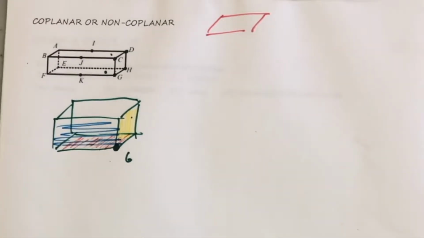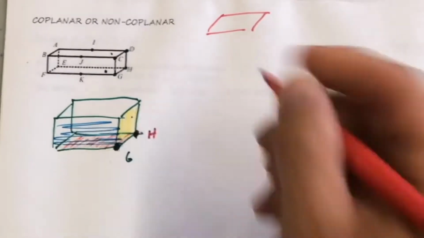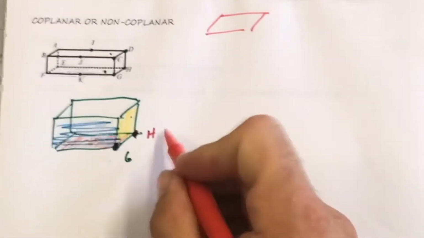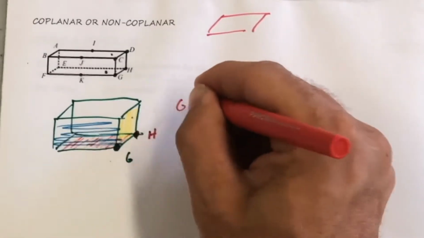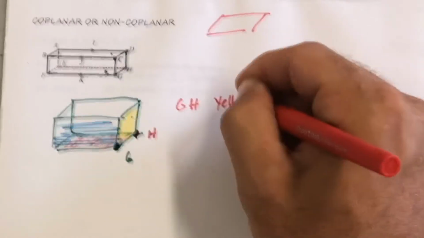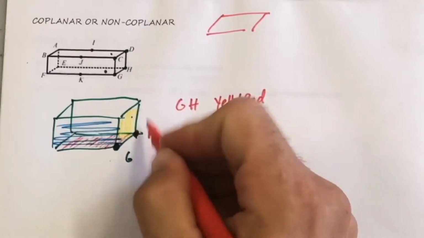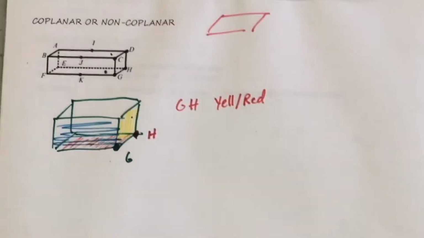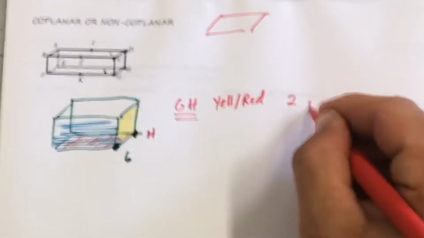Now, when you add another point to that, let's say we add point H, G and H together are only part of 2 surfaces now. G and H are part of the yellow surface and the red surface. H is no longer part of this front surface here. Right? So what do you notice? You have 2 points, and we have 2 planes.